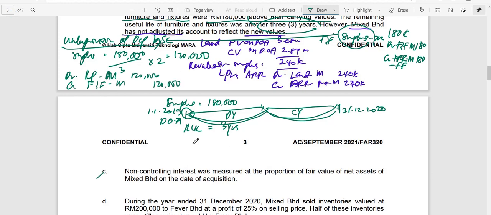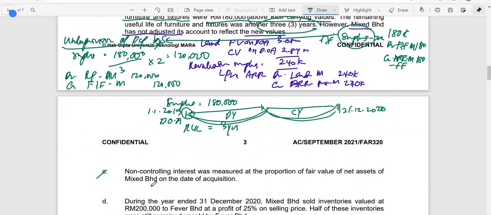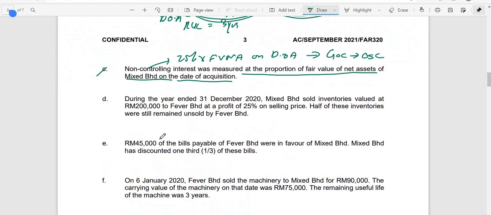And one more piece of information that will affect the goodwill calculation. We have done A and B. Information C is where you are informed that the measurement of goodwill is at the proportion of the fair value of the net asset of Mix on the date of acquisition. So you know that the non-controlling interest is 25%, so you need to multiply it with the fair value of the net asset on the date of acquisition when you want to calculate your goodwill on consolidation for the ordinary shares that you acquired. So we'll do D, E, and the remaining later.